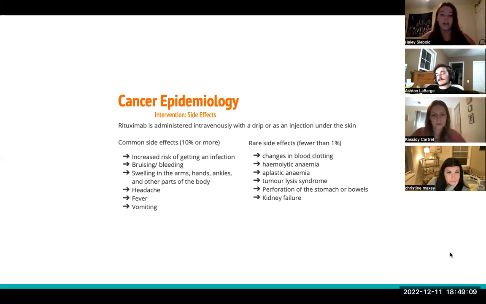Rare side effects include changes in blood clotting and other various blood disorders, such as hemolytic anemia, where red blood cells are destroyed faster than they can be created, or aplastic anemia, where the bone marrow stops making blood cells altogether. It has also been linked to tumor lysis syndrome, where changes in levels of hormones in your body cause a breakdown of all tumor cells. Holes in the stomach and bowels have also been related to this medication, as well as the possibility of kidney failure.